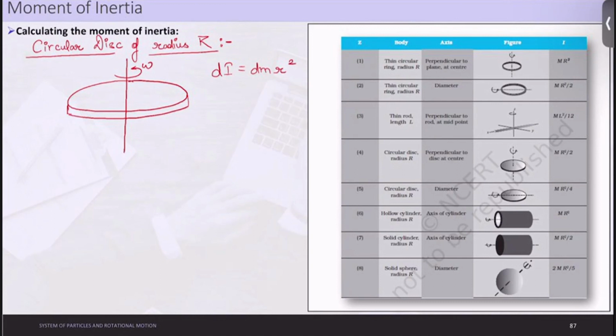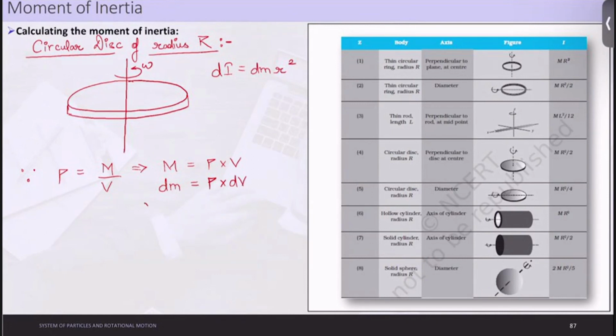Okay, fine. Let me write here. We know what rho is. Rho is basically mass upon volume, correct? So mass will be rho into volume, correct? So what will be your dm? dm will be nothing but rho into dv, correct? I think there is nothing wrong till writing this value, correct?